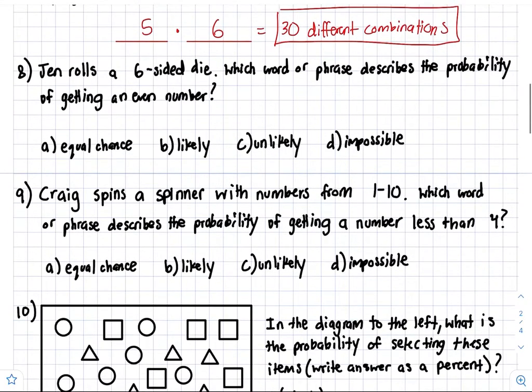Okay, number 8. Jen rolls a 6-sided die. Which word or phrase describes the probability of getting an even number? Well, if it's 6-sided, there's 1, 2, 3, 4, 5, and 6. Out of these numbers, how many of these are even? 2, 4, and 6, which is a 3 out of 6 chance, which is 1/2. So the probability of getting an even number is 50%, which means it's an equal chance. So that's going to be A.